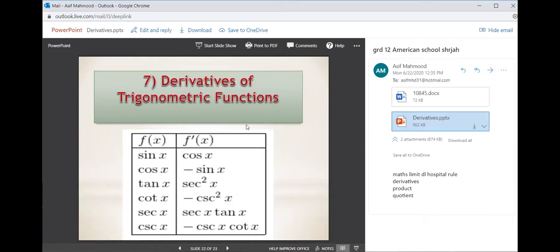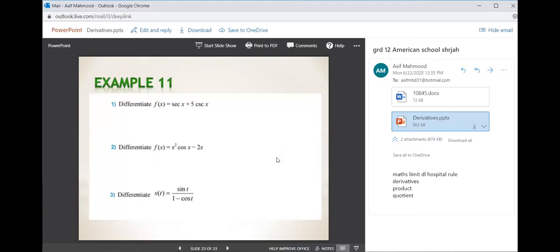Now the rules will be the same if we apply these derivatives, but at the right time the derivative must be in your mind. For example, the first question. Can you tell me orally the answer? Secant x tan x plus... Let me just calculate that. You can see the formula and apply it over here. And 5 times the derivative of cosec x, which is negative cosecant x cotangent x.